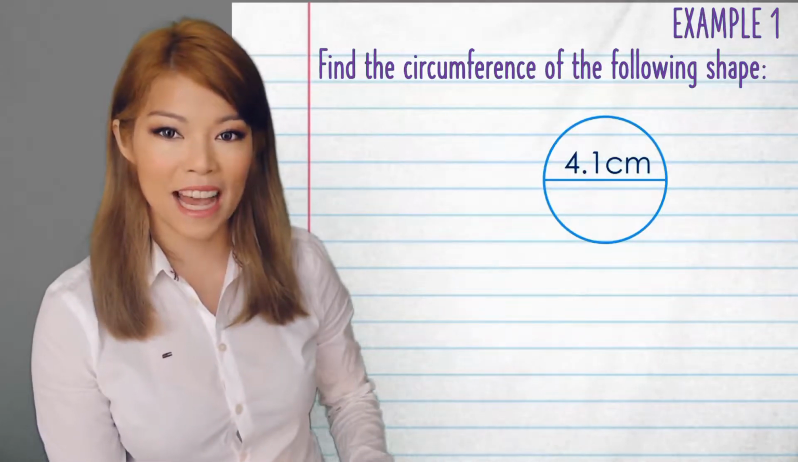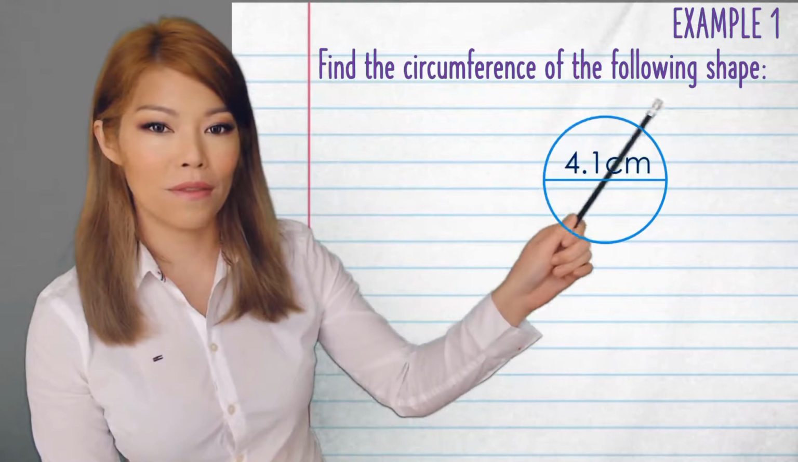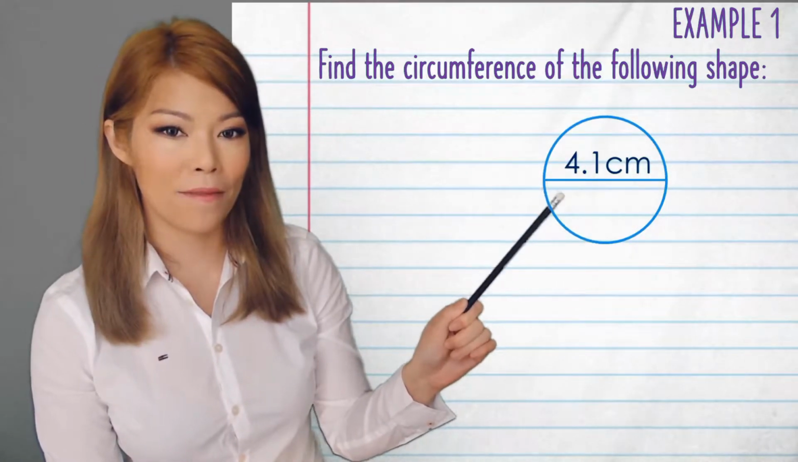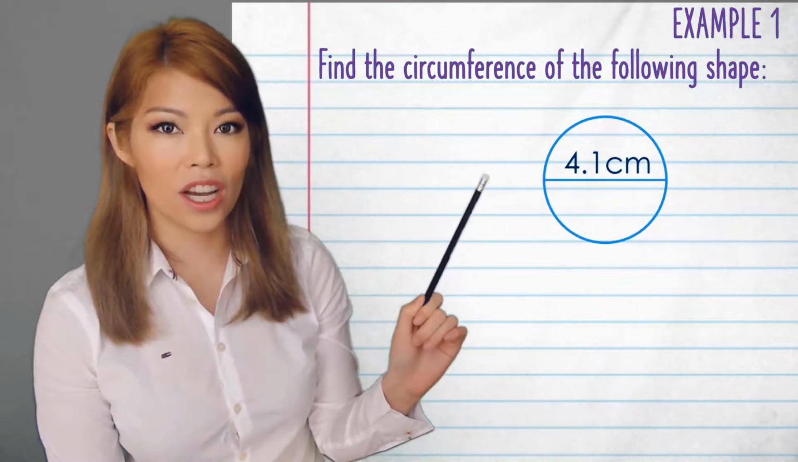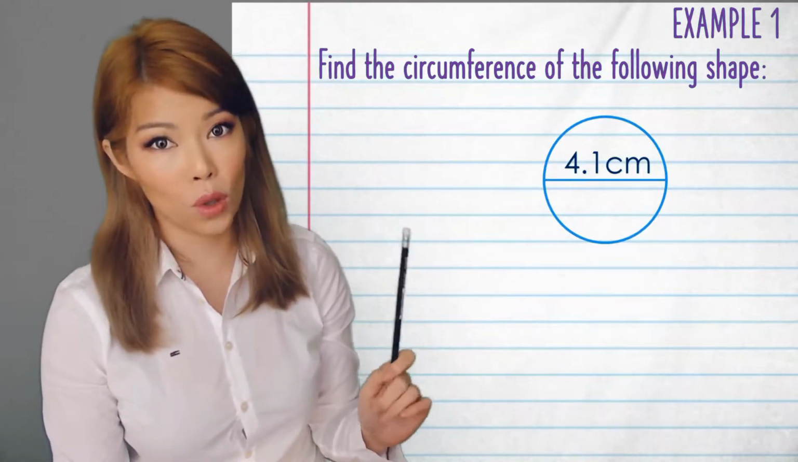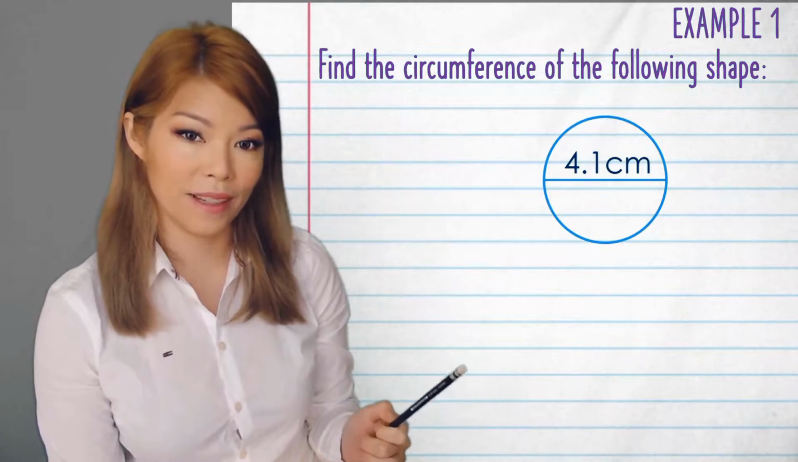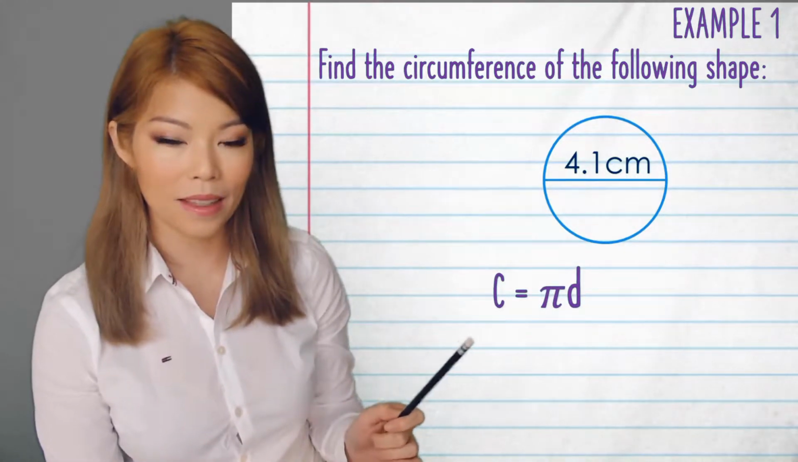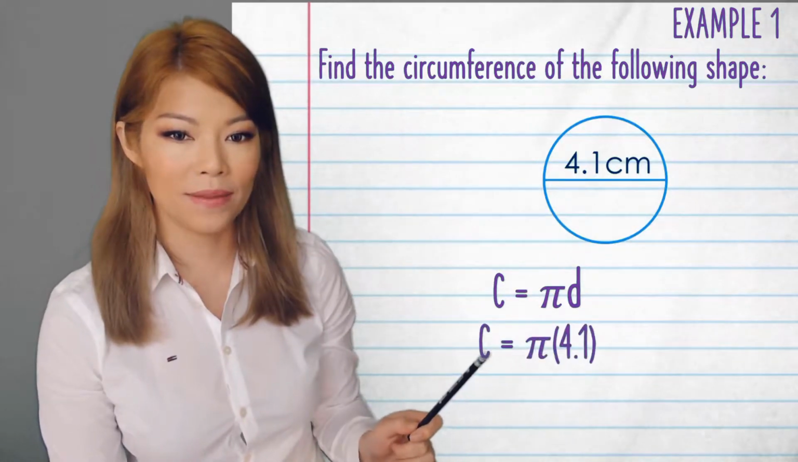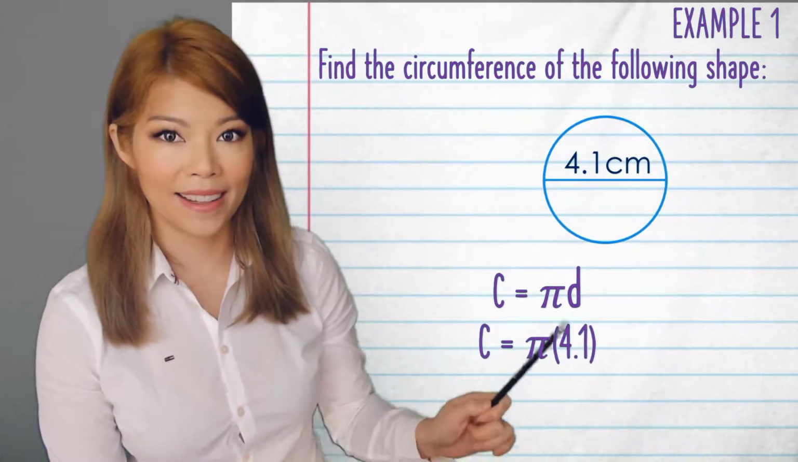Here we have an example. Find the circumference of the following shape. We can see that the 4.1 is the diameter. So we have to think, which formula do we use? Do we use 2 pi r or pi d? We're going to use pi d because it's diameter. So d is 4.1 and we use pi in the calculator.